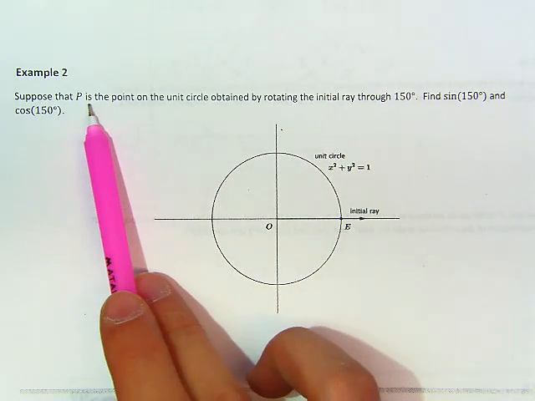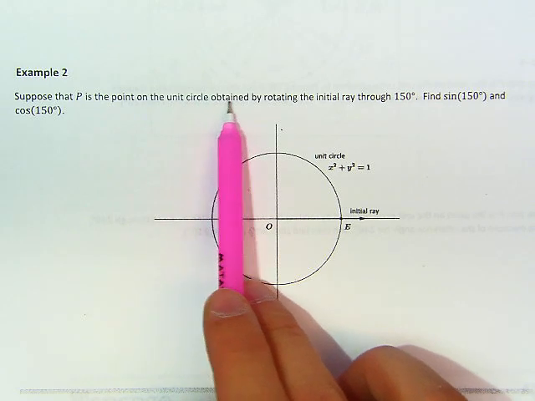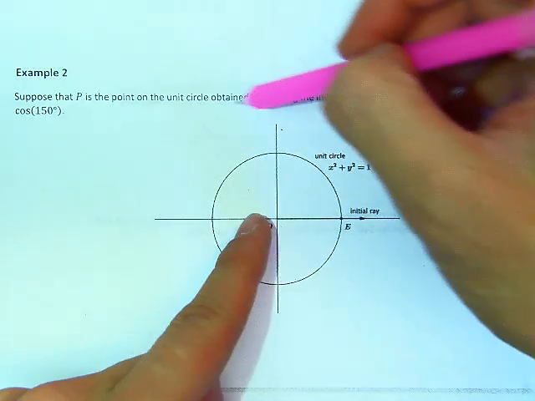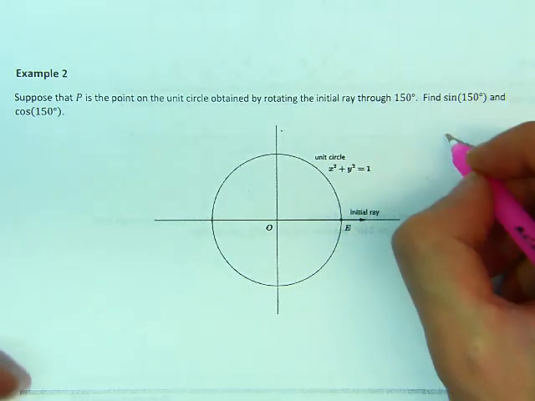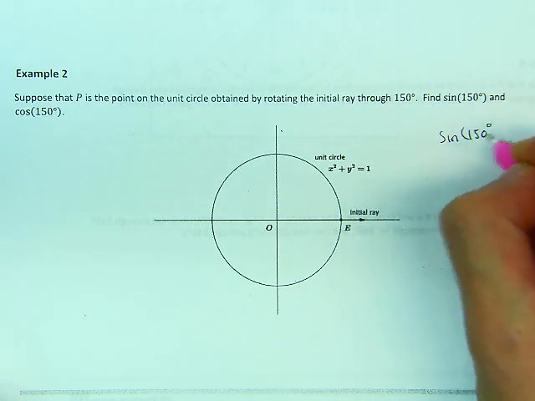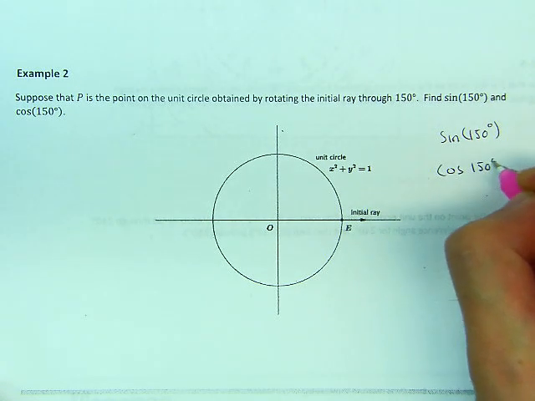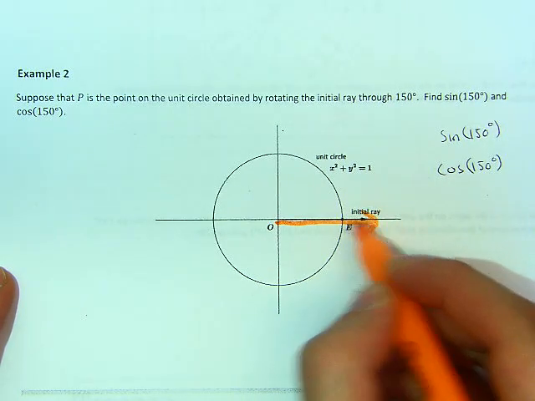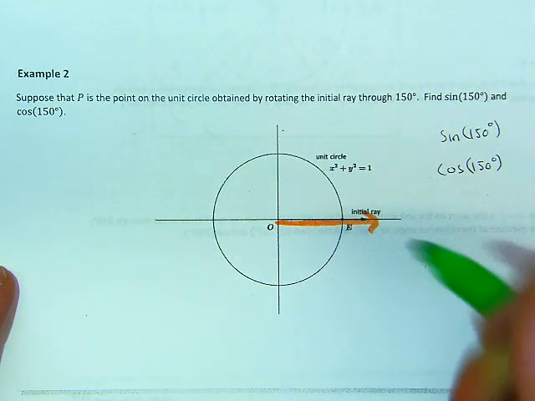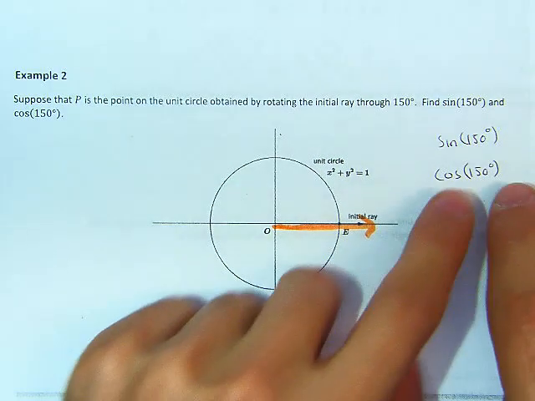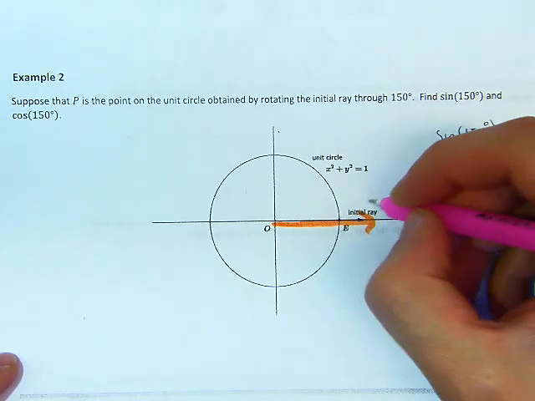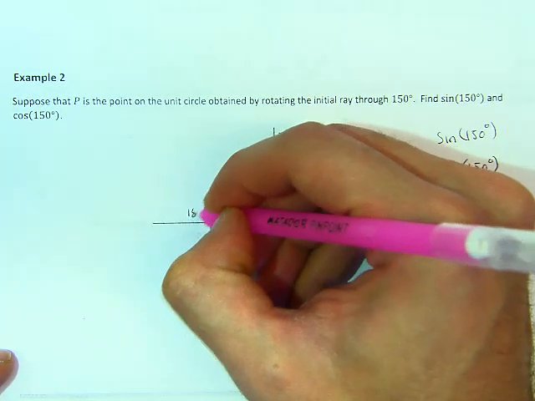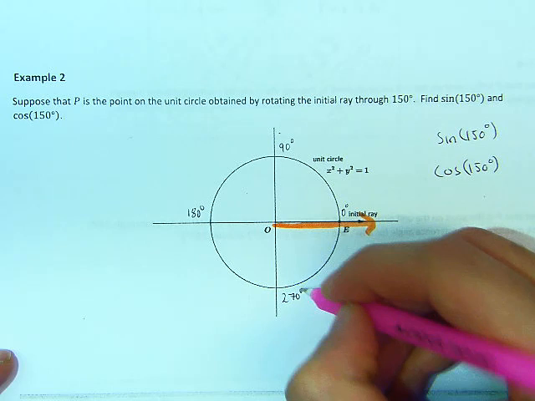It says, suppose P is the point on the unit circle obtained by rotating the initial ray 150 degrees. Find sine of 150 and cosine of 150. Remember, the initial ray never moves, it's right here. If we rotate this initial ray, we make a 150 degree angle. Just remember that this is 0 degrees, this is 90 degrees, this is 180 degrees, and this is 270 degrees.